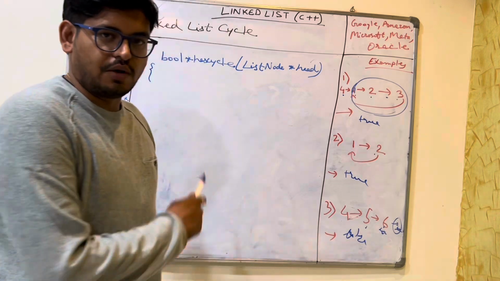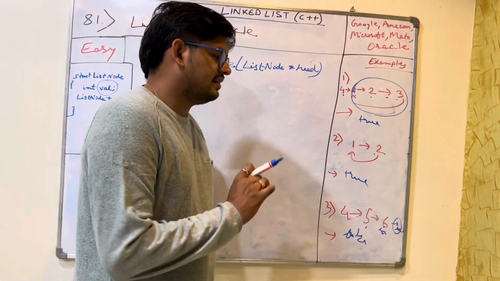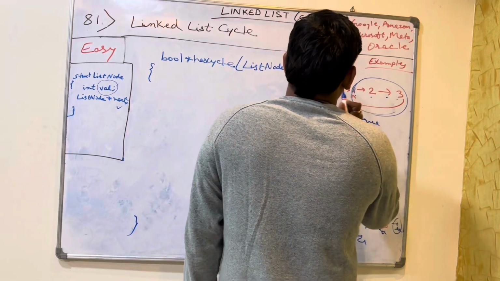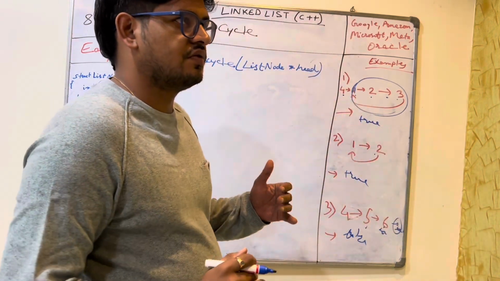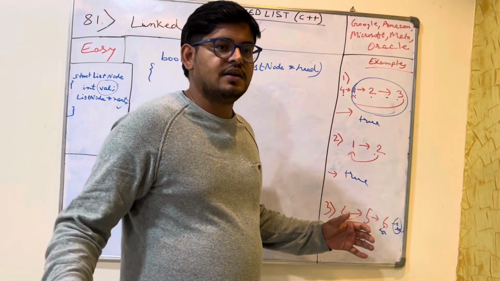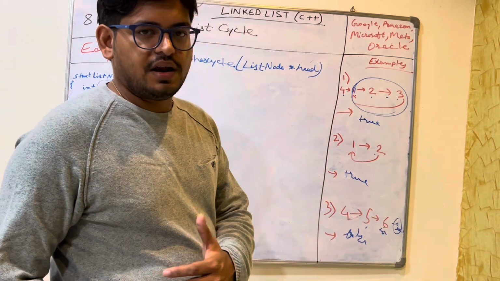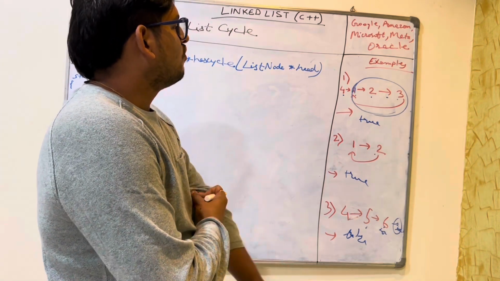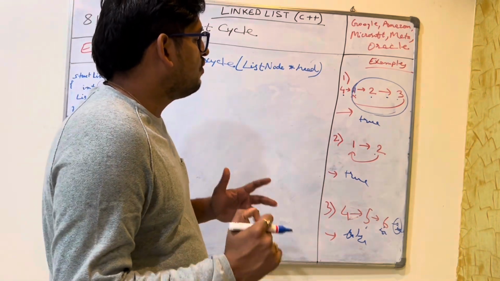So how do we solve this problem? How do we determine that there is a cycle in the linked list? When we traverse the linked list, the list could be very big. So when the list doesn't come to an end, how will we determine it?